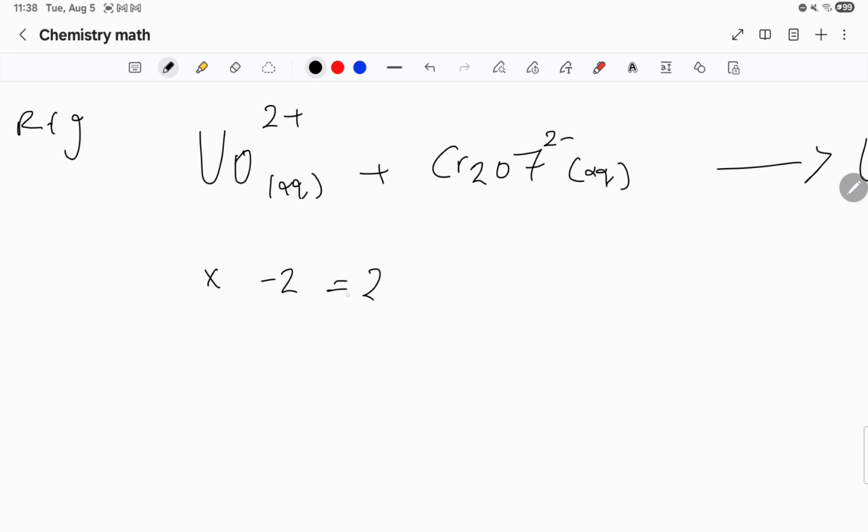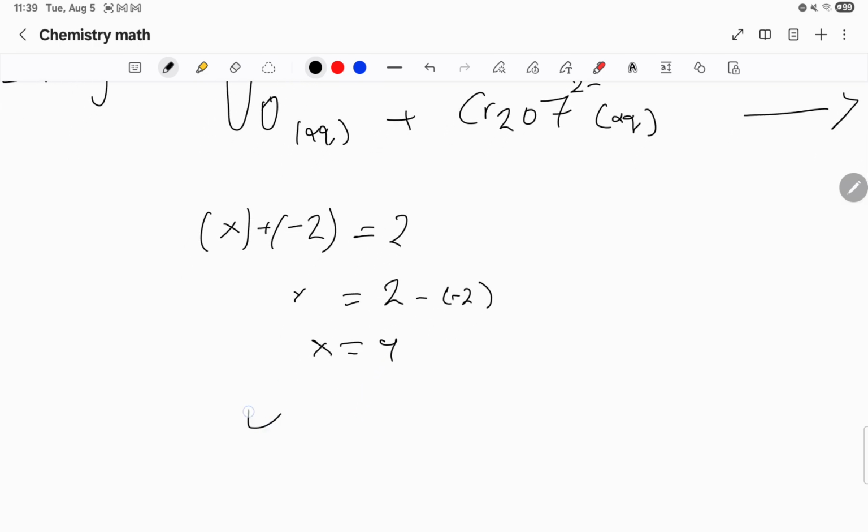So we can do x minus 2 equals 2, right? Actually, not like this. It would be x plus minus 2, because the combination of these two charges added together should give us this 2 plus. So let's move things over and isolate x. This would become 2 minus minus 2, which gives me x as 4, and we can test this hypothesis.